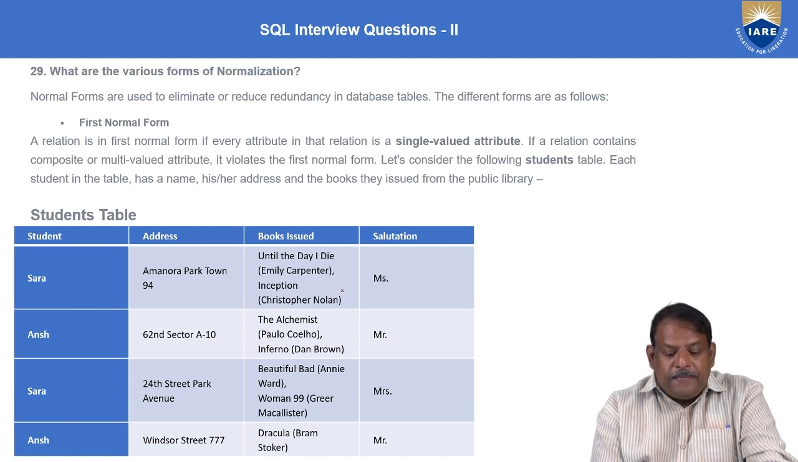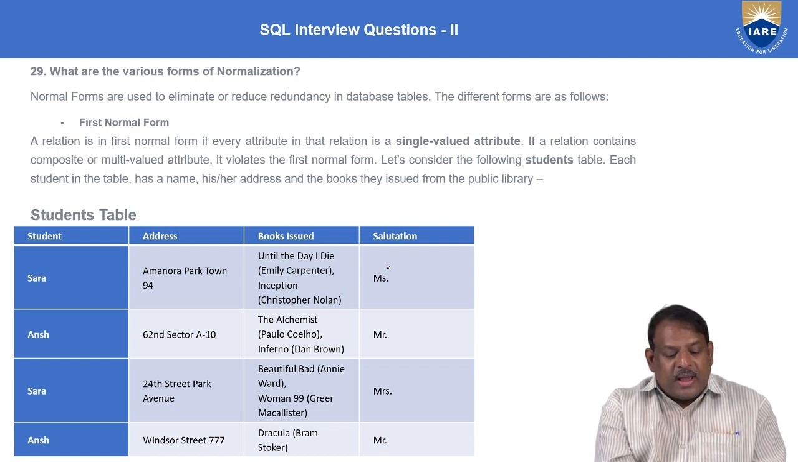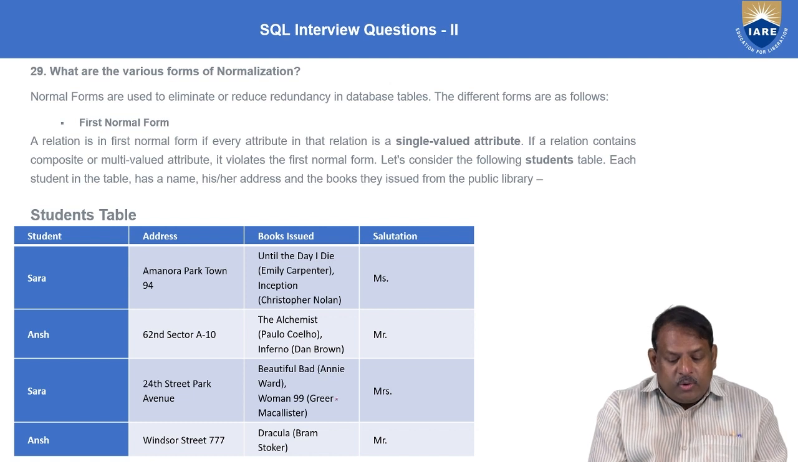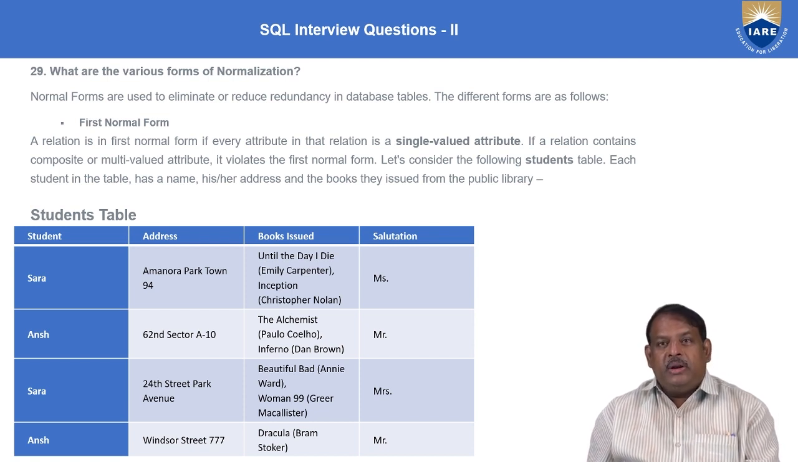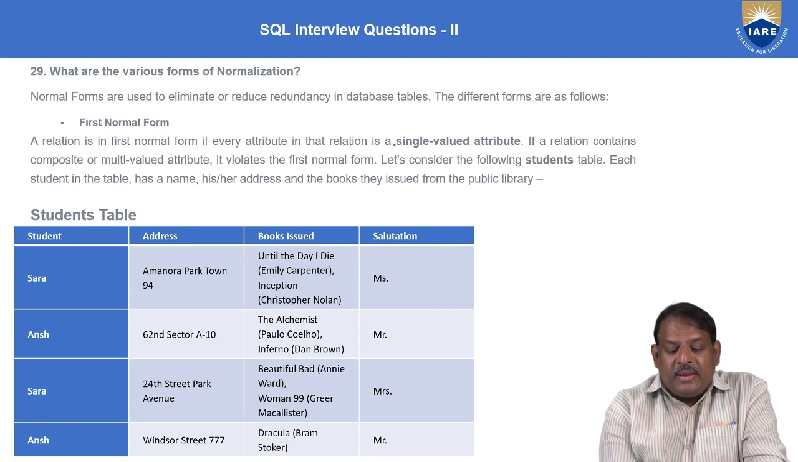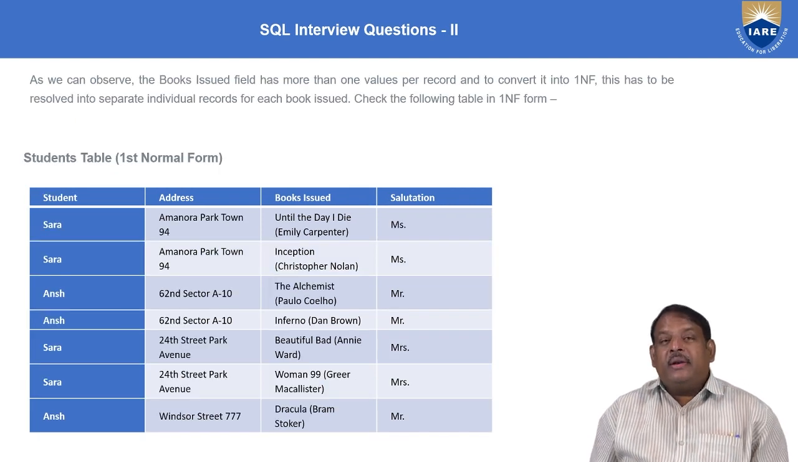Now this is a bad design, because Sarah is taking two books here, and there's one more Sarah who is also taking two books. So this is not in the first normal form. It is not in good form. Now we'll convert this into first normal form, and that means it should have a single valued attribute. So how are we going to correct it?